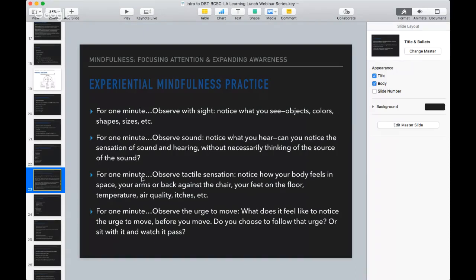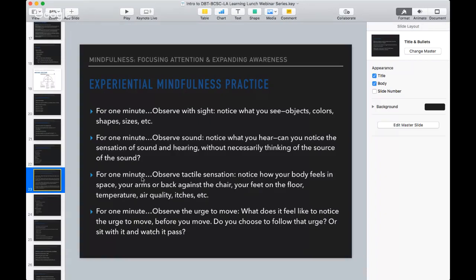What I found interesting was to notice what it is that triggers the urge to move for me. So sometimes it was a physical sensation, like I felt like my mouth was dry, so I had an urge to reach for my water and to drink it.